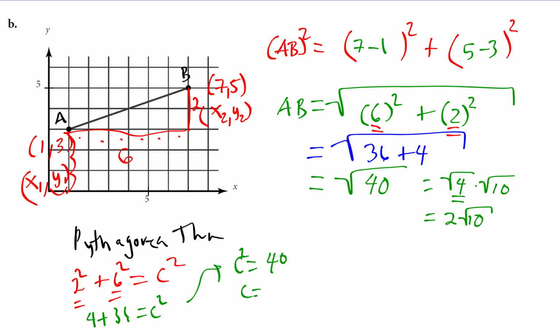Take the square root of both sides. Radical 40 on the right hand side. 4 is a perfect square. Square root of 4 is 2. And we have still a 10 inside of the radical. So see, the hypotenuse of that right triangle is 2 radical 10. There you go. Two different ways of looking at the same thing.